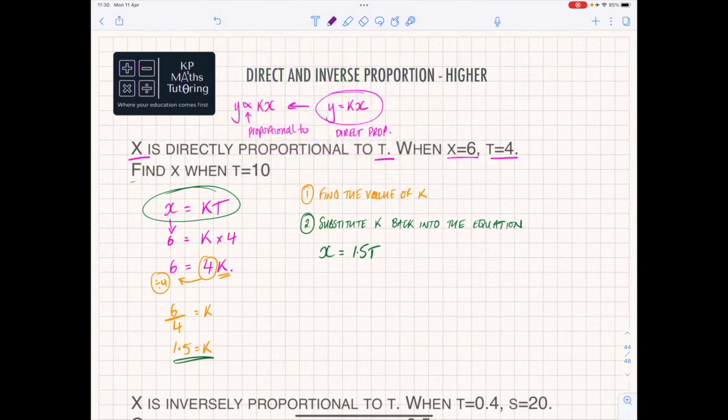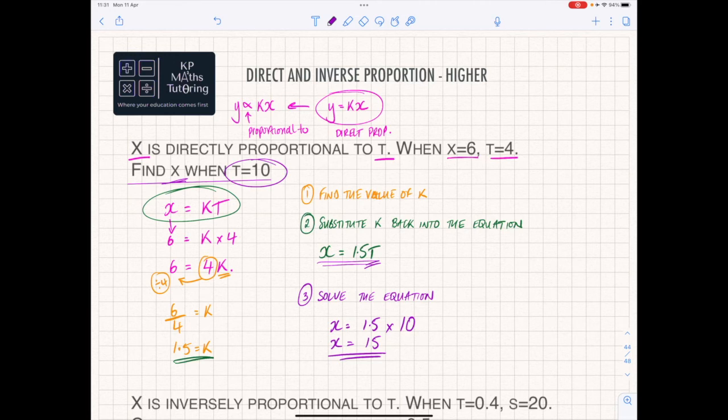And the next part down here is asking me to find x when t is equal to 10. So now we use this, okay? So step 3 is to solve the equation. So x, we don't know. We're trying to find x. So I just write x there. I know that t is equal to 10, so I just say 1.5 times t, which is 10. Well, I can work out 1.5 times 10, that's 15. So therefore, x is equal to 15.